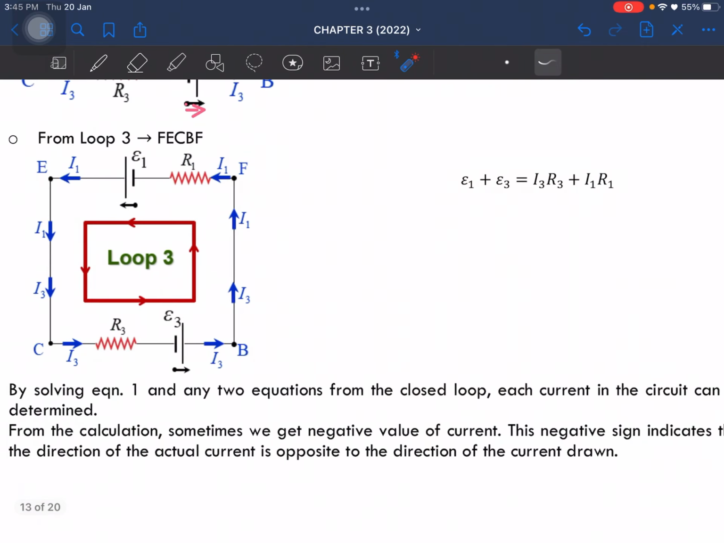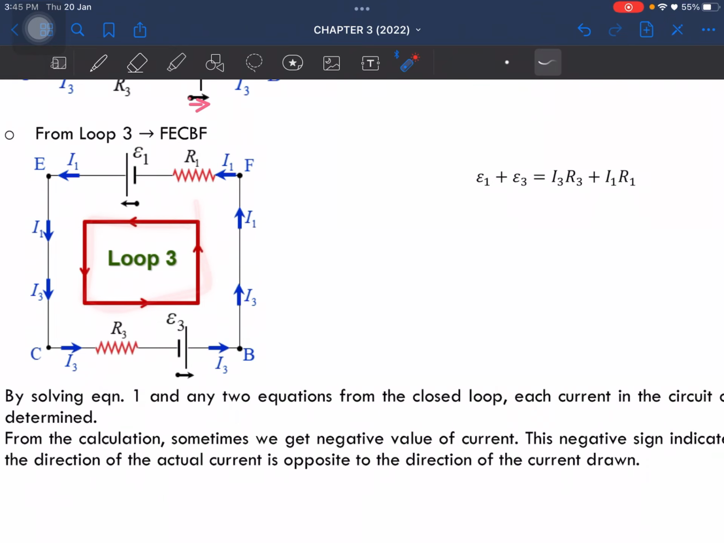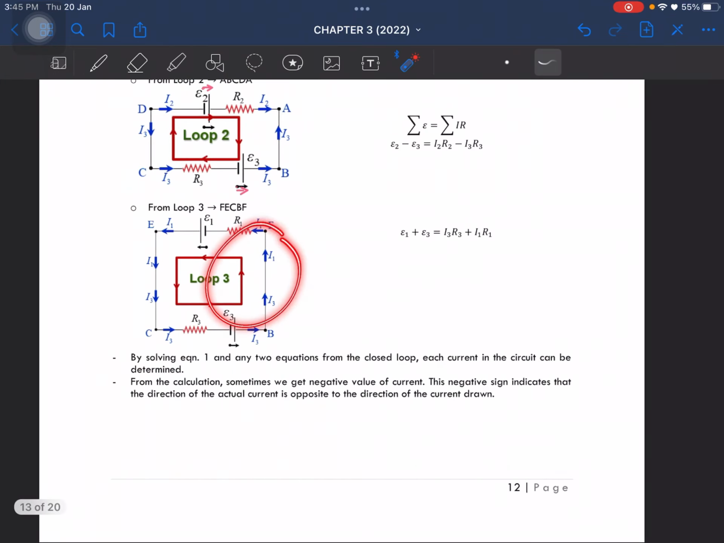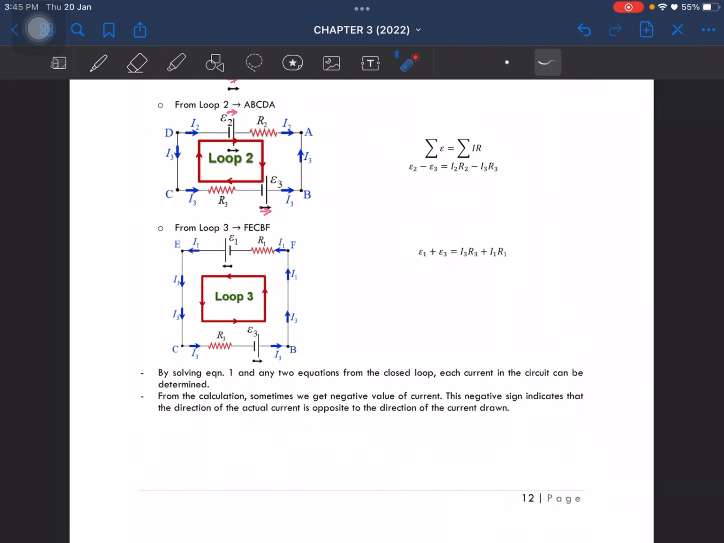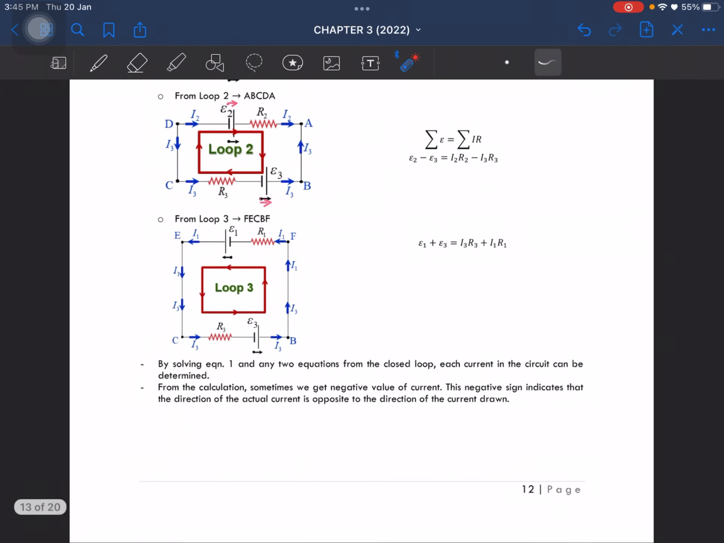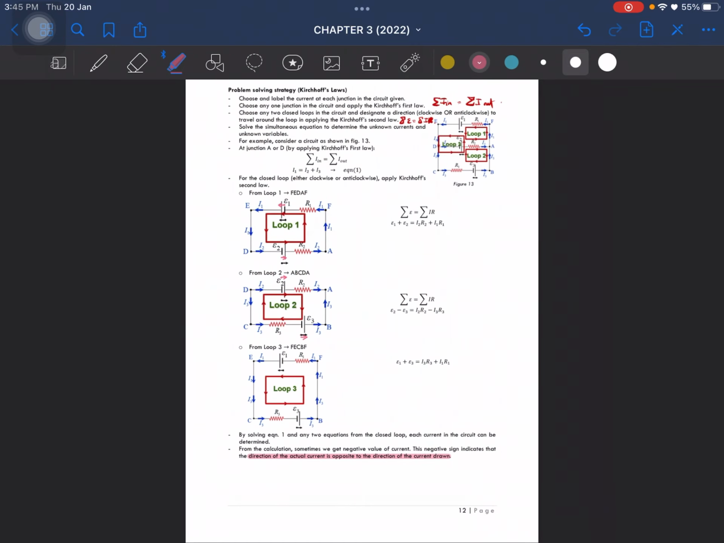Now the last loop is in anti-clockwise direction, so you should be able to do it because it is the same. By solving equation 1 and any two of these equations from the closed loops, each current can then be determined. If we get a negative value of current from the calculation, it indicates that the actual current is opposite to the direction of the current drawn. So don't worry if you get a negative. It's just telling you that the actual current is not flowing in the direction that we've drawn in the circuit.